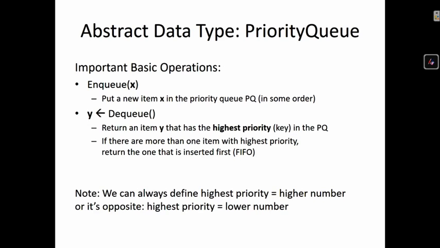Usually we define higher priority to be a higher number. We usually use a numeric number to represent the priority. But depending on the application, sometimes a higher priority can be represented by a lower number instead. So it depends on the application.